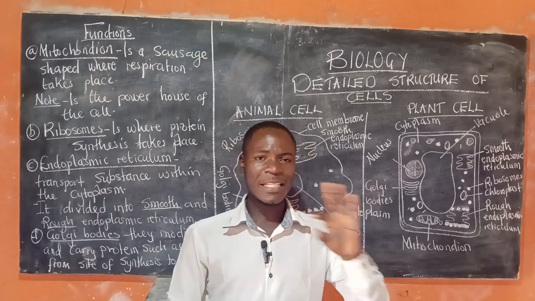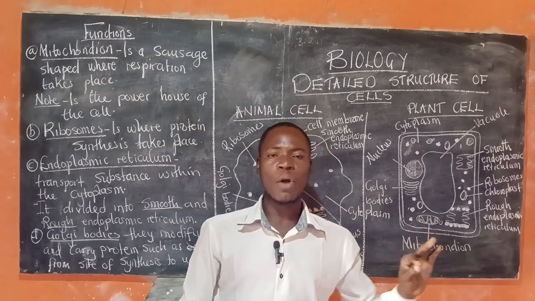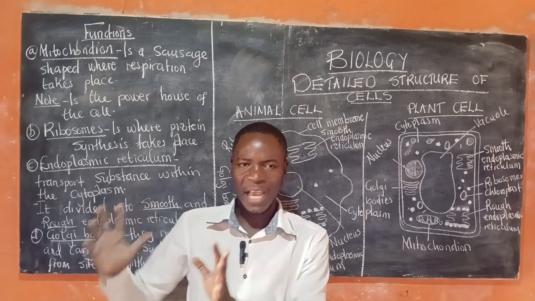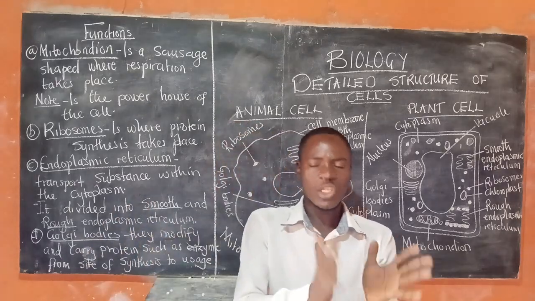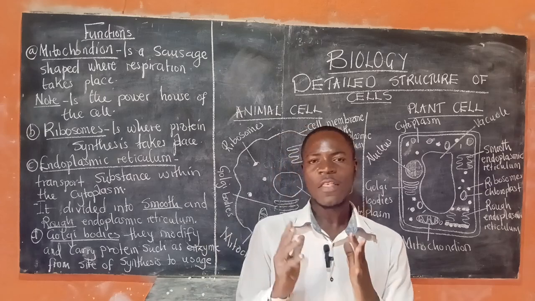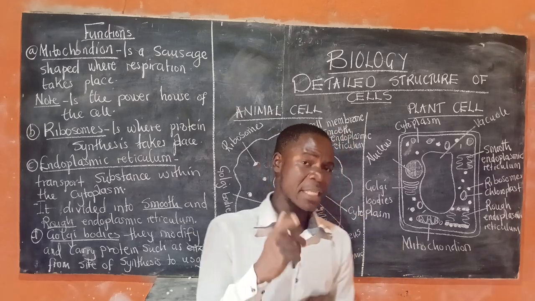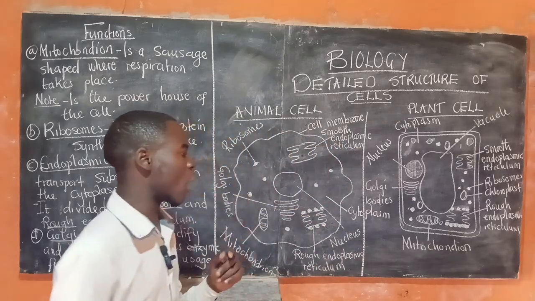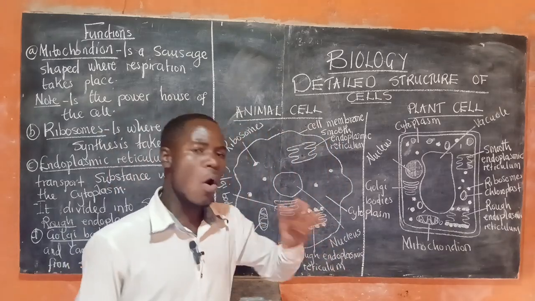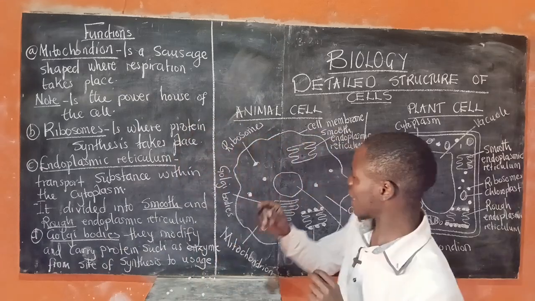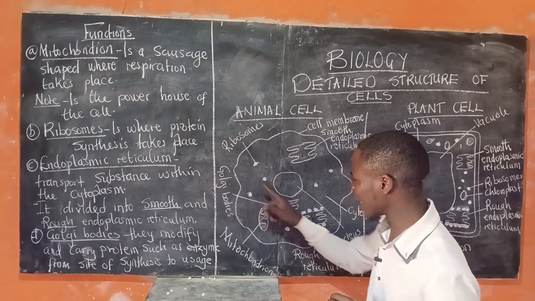So with the differences, we say rough endoplasmic reticulum has ribosomes attached to it, while smooth endoplasmic reticulum doesn't have ribosomes attached to it. This is the major difference. Don't forget that. So now we also have the ribosomes. What do you think could be the function of these ribosomes? These ribosomes are like this.